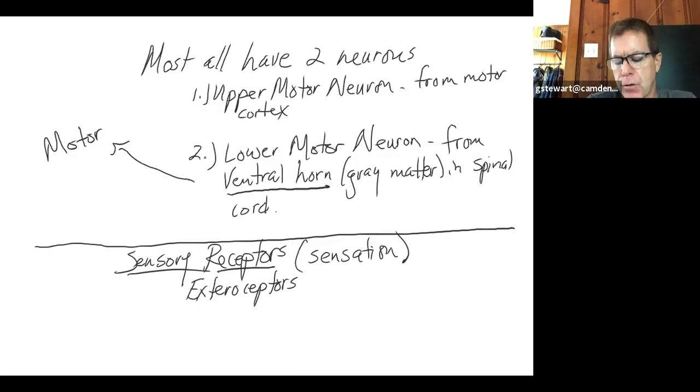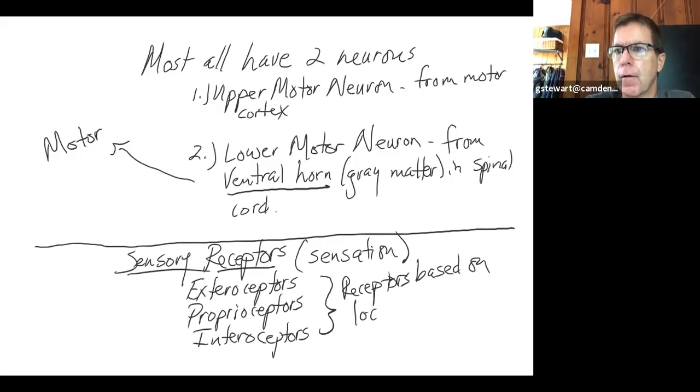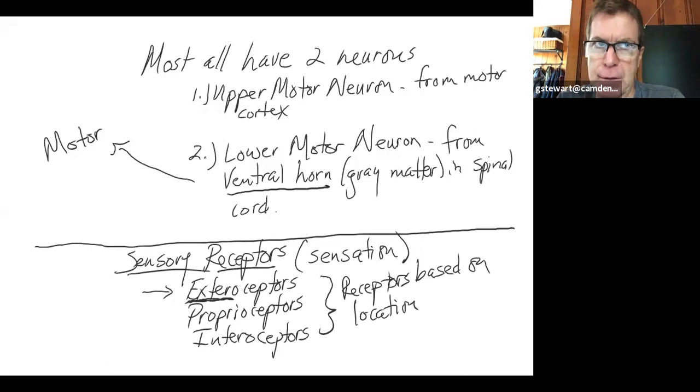These words, exteroceptors, proprioceptors, and interoceptors, refer to classification of receptors based on their location. Exteroceptors monitor the external environment. So that's fairly easy if we look at this prefix. They would be receptors found in places like the skin, skeletal muscle, in the special sense organs.